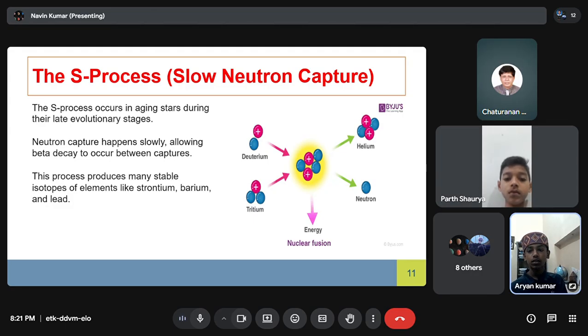These two processes were discovered by a female scientist. Her name was Margaret, and the way she proved this was very interesting. To prove the S process, she pointed her telescopes at a star and said if it has technetium, a metal that is formed by the S process, that will prove that these processes are correct, and that is how these processes were founded.